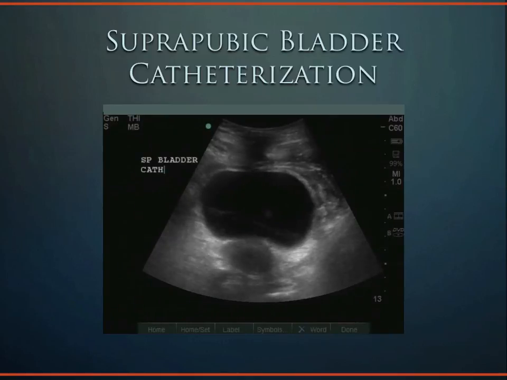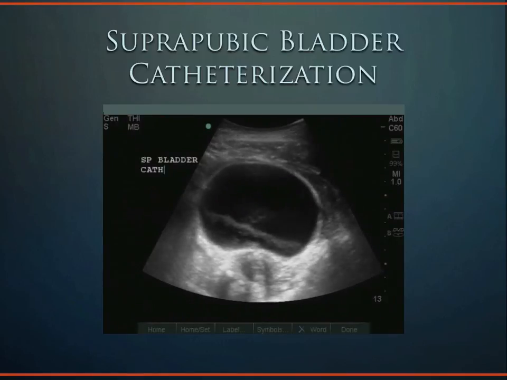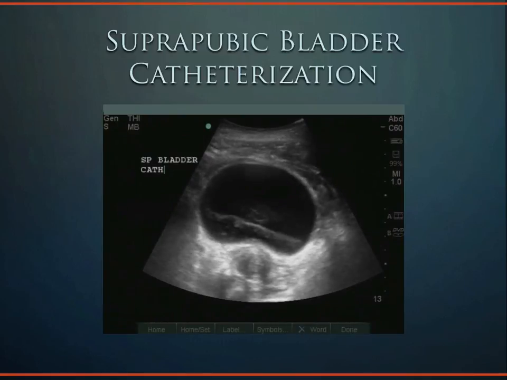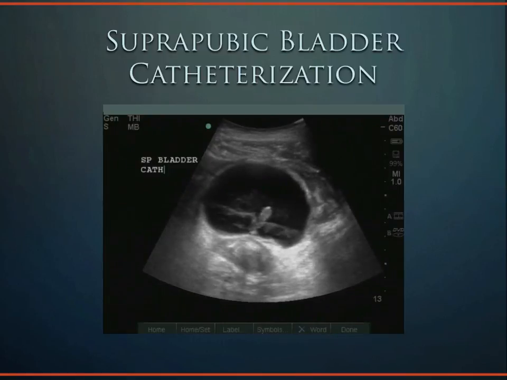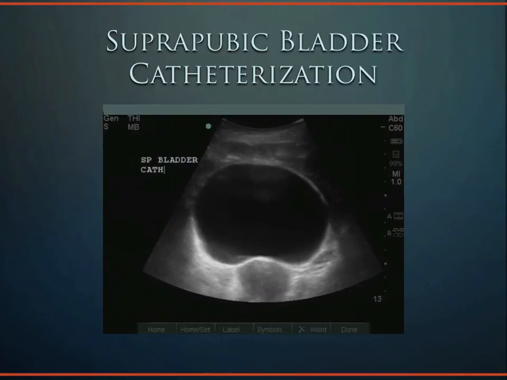We're going to end this lecture with a clinical correlation. There are 2 ways to put a catheter into a patient's bladder. One is through the urethra, the most common way, but occasionally, because of trauma to the urethra, for example, we need to put a catheter in through the skin, right above the bladder itself. That's called a suprapubic bladder catheterization. We go through the skin itself.